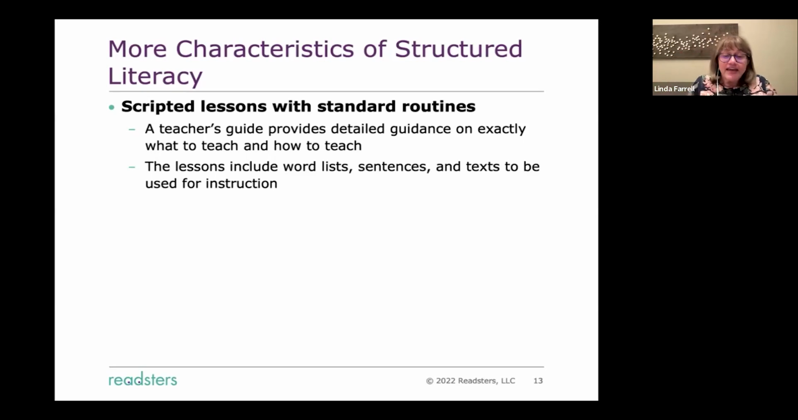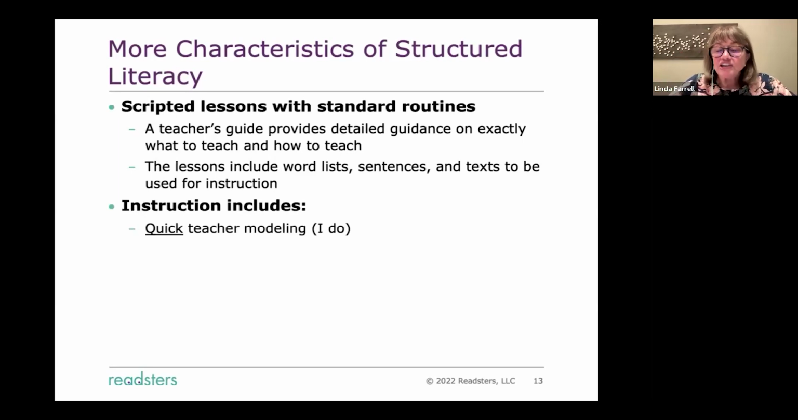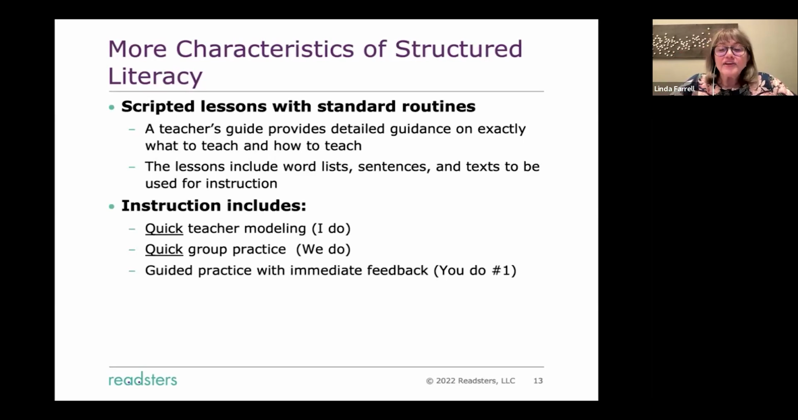If you don't have that, you can put your word list together beforehand, but it's very hard to make up words on the spot. You probably know that already. So this is what a good lesson has. The instruction is quick. It's modeling. It's quick. We do. And there's lots of guided practice with immediate feedback.